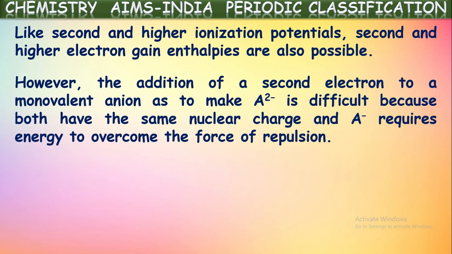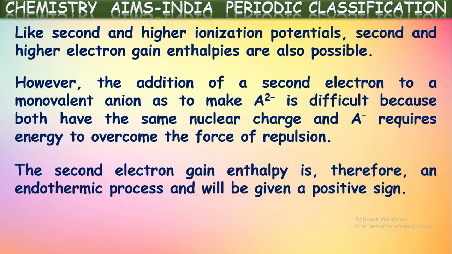However, the addition of a second electron to a monovalent anion A- to make it A2- is difficult because both have the same nuclear charge and A- requires more energy to overcome the force of repulsion. That's why the second electron gain enthalpy is an endothermic process, and will be given a positive sign. What does it mean here?